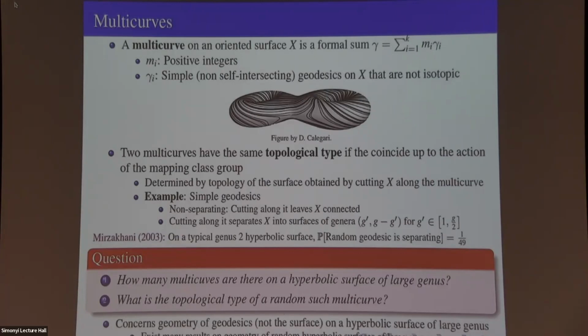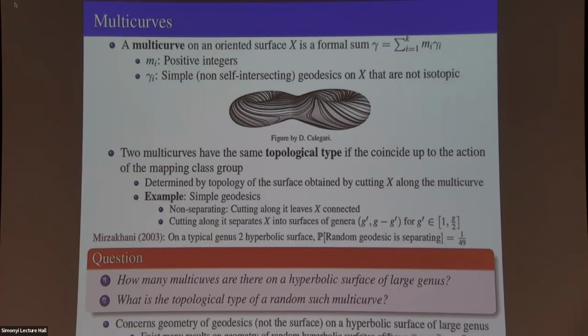But now I want to talk about if I have some weighted combination of them. Okay, so we're interested in basically understanding random multicurves. In the case of genus 2, it goes back to the thesis of Mirzakhani that if you take a typical genus 2 hyperbolic surface, then the probability that a random geodesic is separating is 1 over 49. So she basically pinned down the topological type of a random geodesic in the case of genus 2. And what I want to basically be doing is taking the genus to infinity.